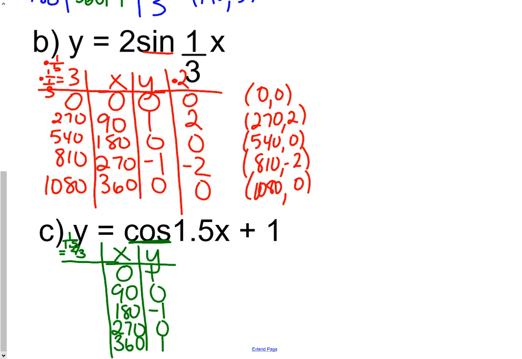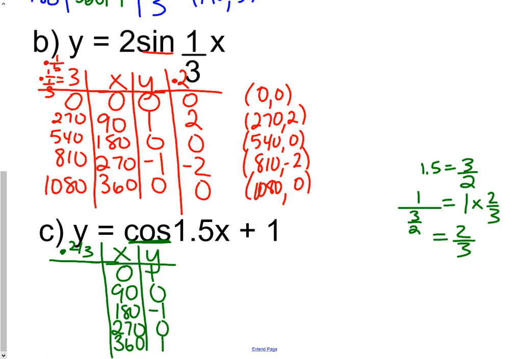I'll show you that maybe on the side here. So 1.5 is the same thing as 3 over 2. So 1 over 3 over 2, which means we're going to multiply by the reciprocal. So 1 times 2/3, and 1 times anything is the same number, so 2/3. So we're going to end up multiplying this by 2/3. So you multiply by 2, divide by 3. Well, anything times 0 is still going to be 0.